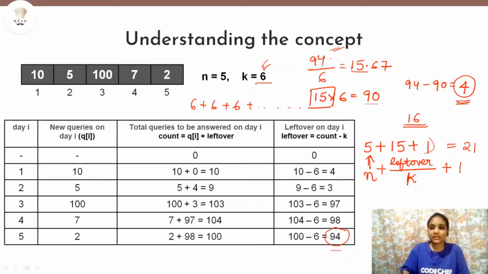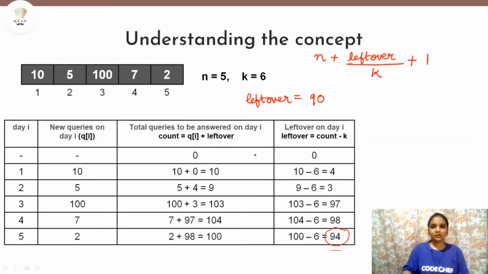Now, will this formula work in all the cases? What if the leftover is divisible by k? So let us take a scenario, some number which is divisible by 6. So now leave this example, but just focus on the leftover. If your leftover is 90 and k, that is the maximum number of queries that chef has to answer, is still 6. So according to this formula, what should be our answer?